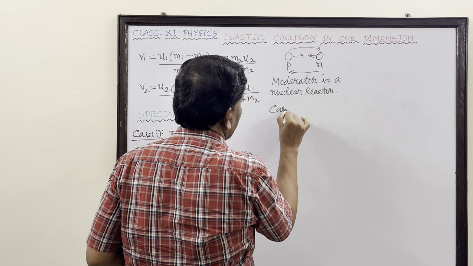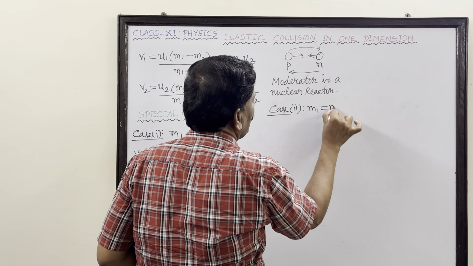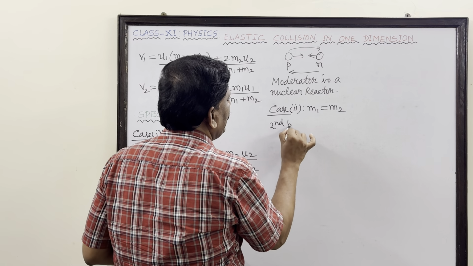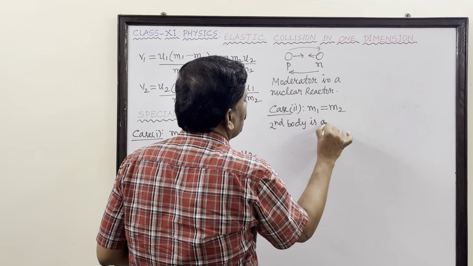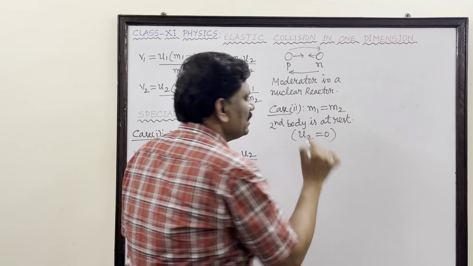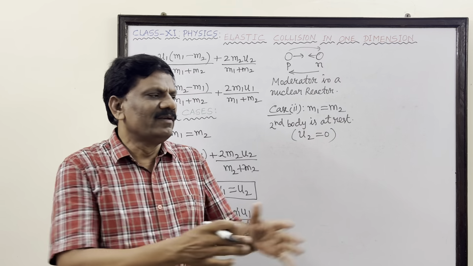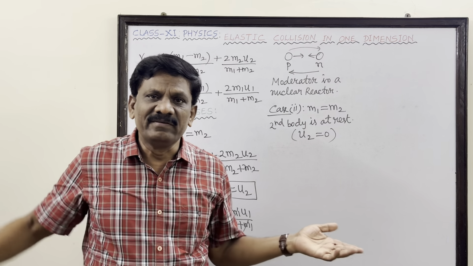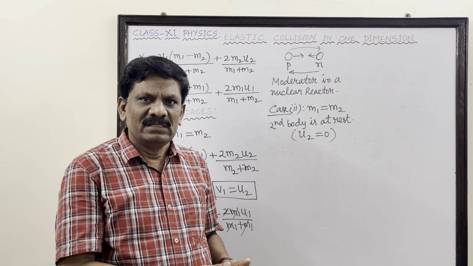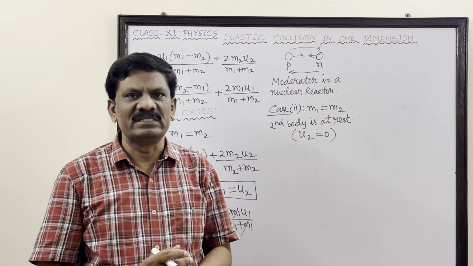In the second case, I will again take m1 equal to m2, and the second body is at rest. Say, for example, the second body is at rest, which means u2 must be equal to 0. Sometimes a vehicle will be parked on the side of the road. Another vehicle coming very rashly may hit the resting vehicle and get stopped. The resting vehicle may pick up speed and go forward. So these all happen in everyday collisions, isn't it?